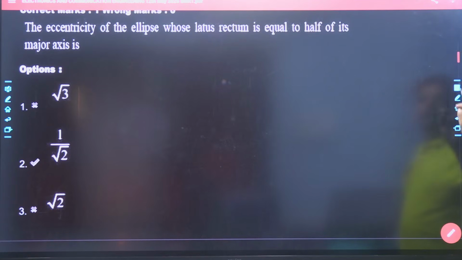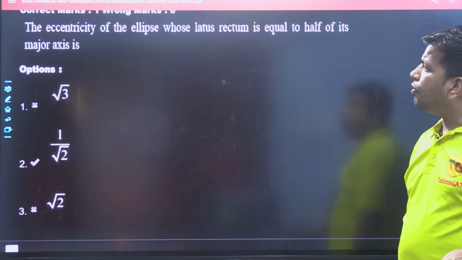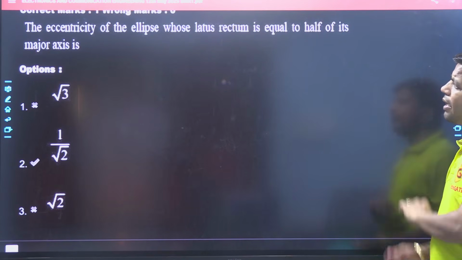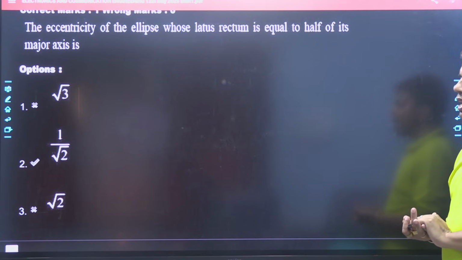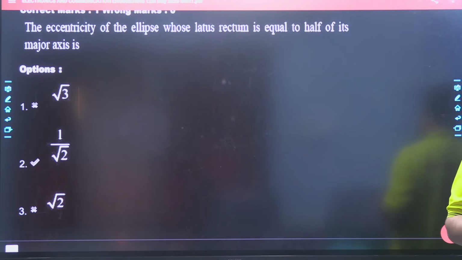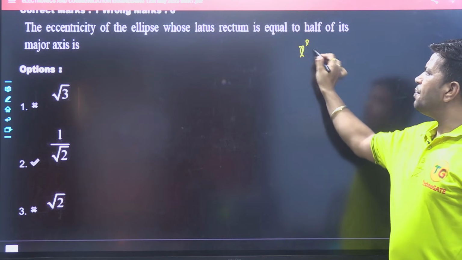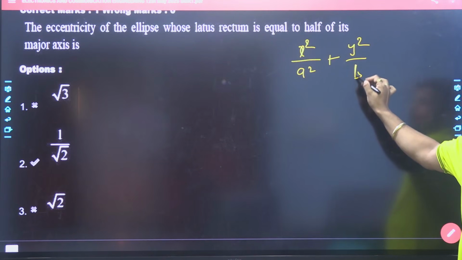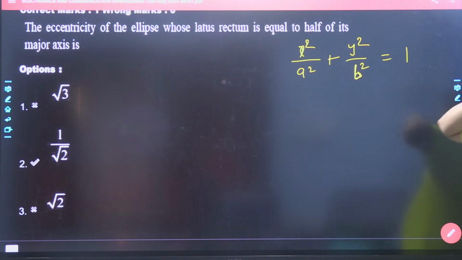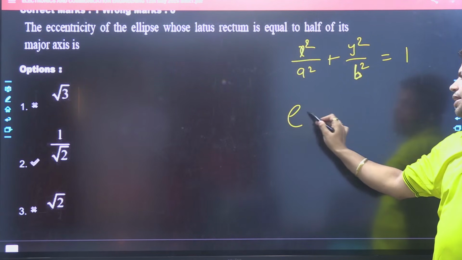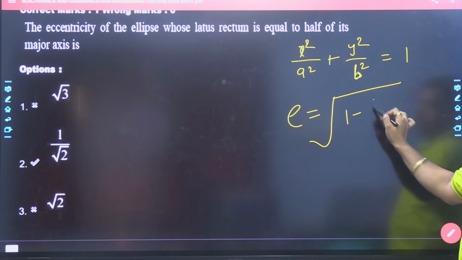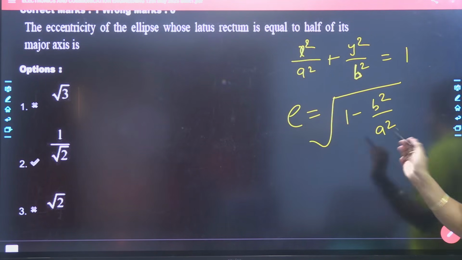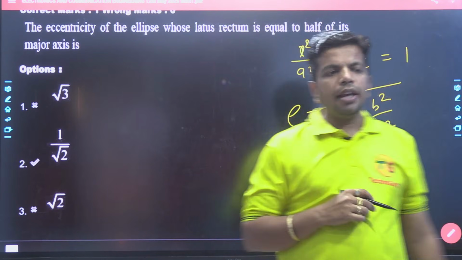Now the question is: the eccentricity of the ellipse whose latus rectum is equal to half of its major axis. Okay, half of its major axis. So first of all, the equation for the ellipse is what? X square by a square plus y square by b square equals to 1. Okay, now see, the formula for the eccentricity is what? Square root of 1 minus b square by a square. That would be the formula for the eccentricity.